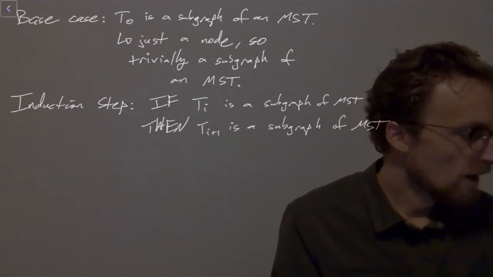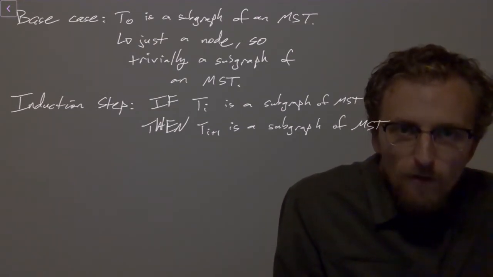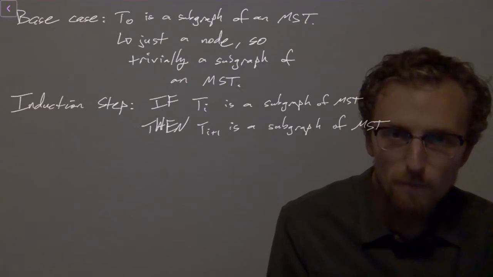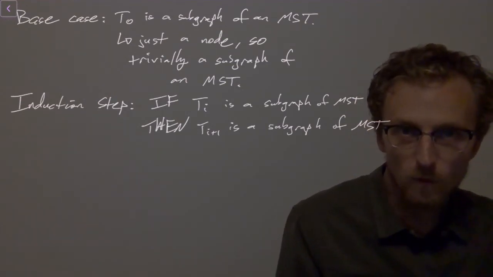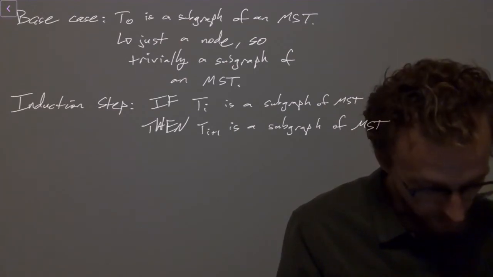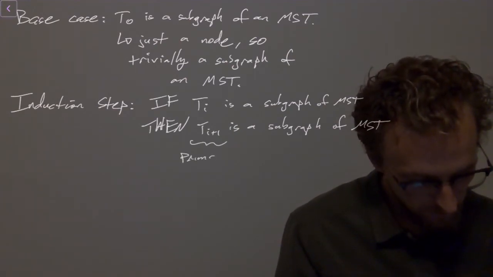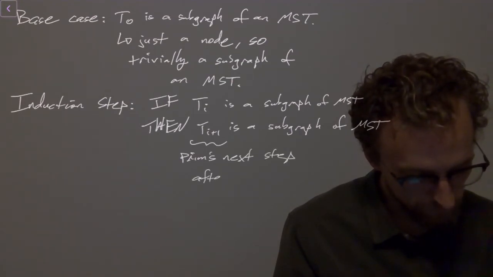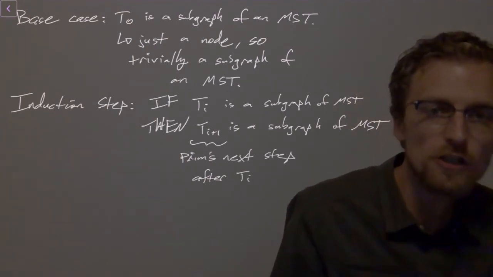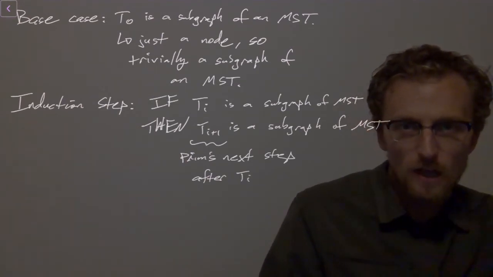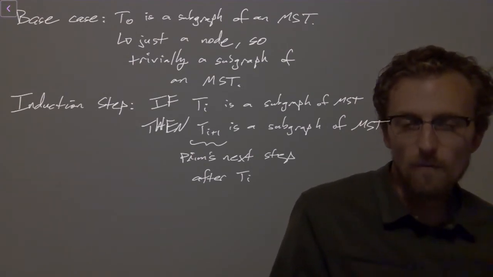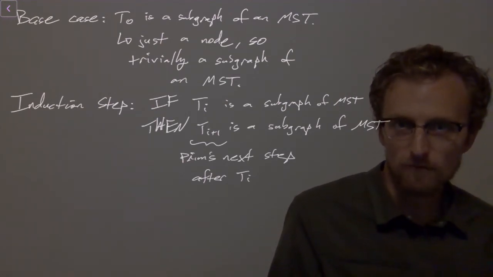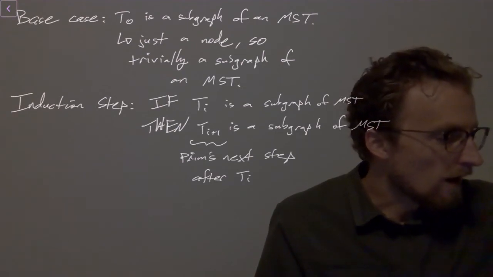Okay, so what do we have here? Well, Ti plus 1, let's just be very clear about what Ti plus 1 is. Ti plus 1 is the tree that Prim's algorithm gives us in one step if Prim's algorithm starts at Ti, right? So this is Prim's next step after Ti. You could initialize Prim anywhere you want to. So if you initialize Prim at some subgraph of an MST, our claim is that the next step Prim does is it will add another node that's part of an MST, right? It will generate another subgraph of an MST.